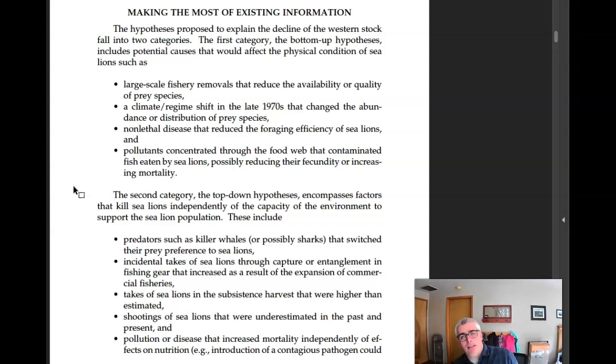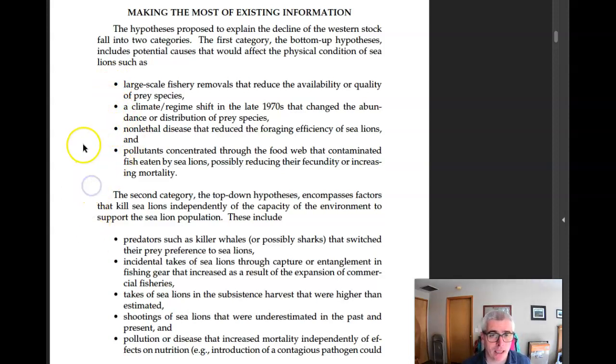So all of those are, and the answer to something like this isn't like, oh, it's point number 3 and that's it. They're arguably cumulative in impacts, but I think it's worth thinking about that. So bottom up in review: fishing has changed prey, regime shift, diseases, pollutants.